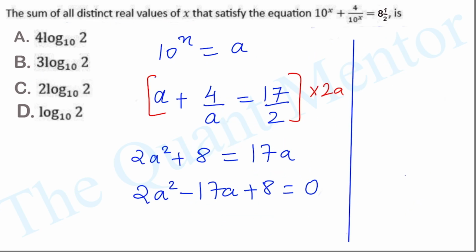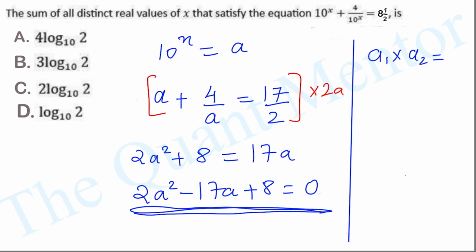Now we'll look at a better way to solve the question. We observe that this is a quadratic equation, 2a square minus 17a plus 8. The product of the roots for this equation will be c by a. So if a1 and a2 are the roots, a1 into a2 will be c by a, or 8 by 2. And 8 by 2 is simply equal to 4.